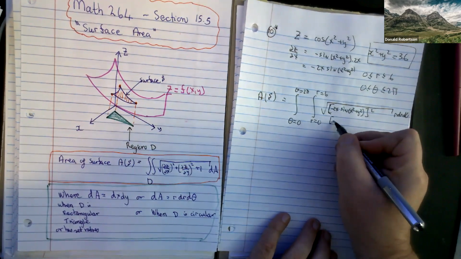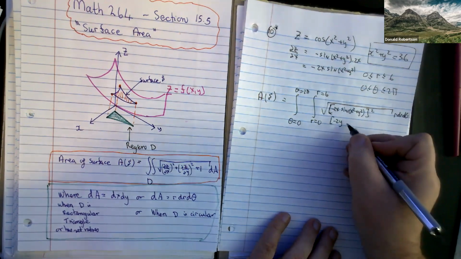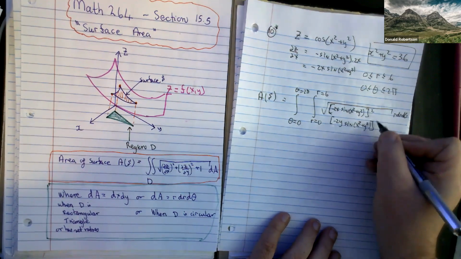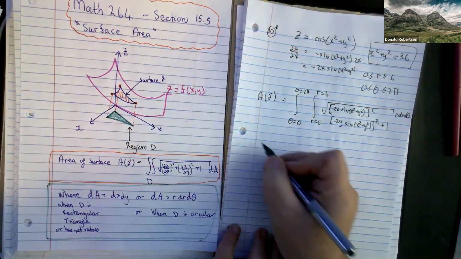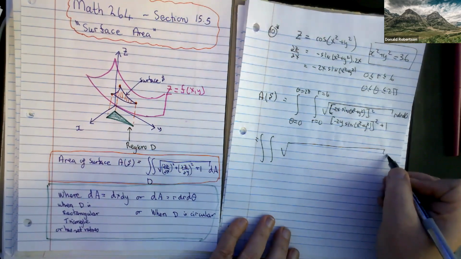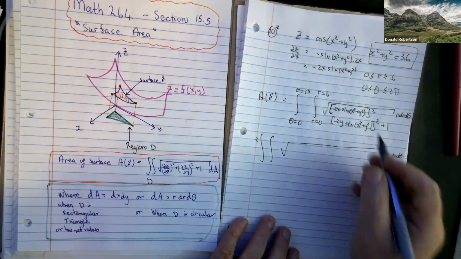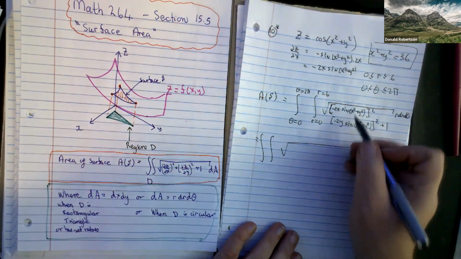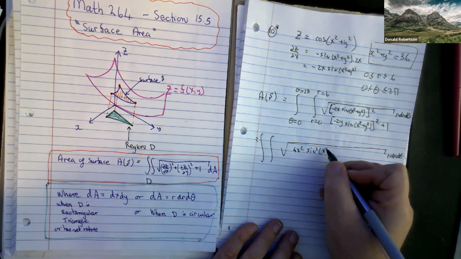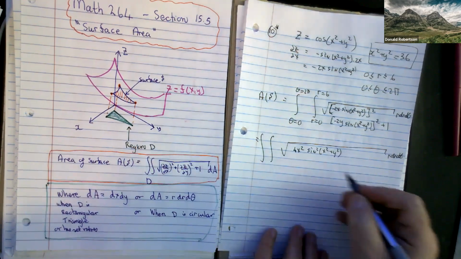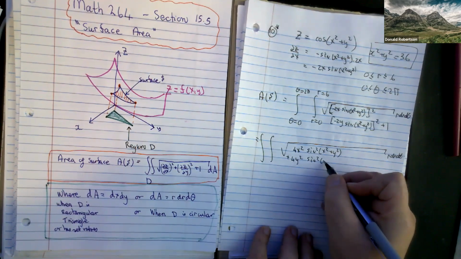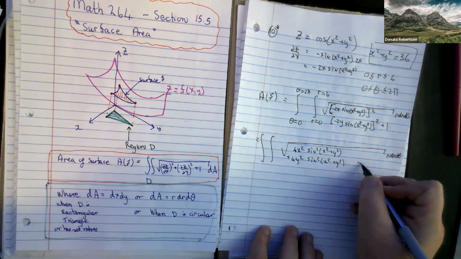And if you do it with the other guy, you get almost the same thing, but negative 2y, the sine of x squared plus y squared, all squared, plus a 1. So I'm going to have these two integrals. And I'm going to have this guy squared. And this guy squared is 4x squared sine squared of x squared plus y squared plus 4y squared, same thing, and add a 1.